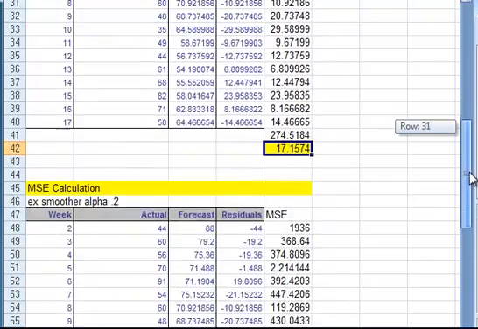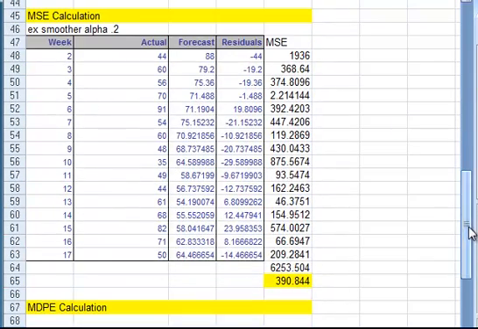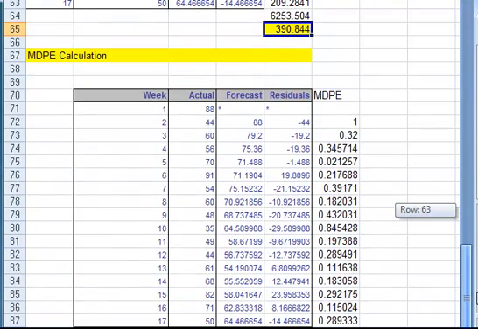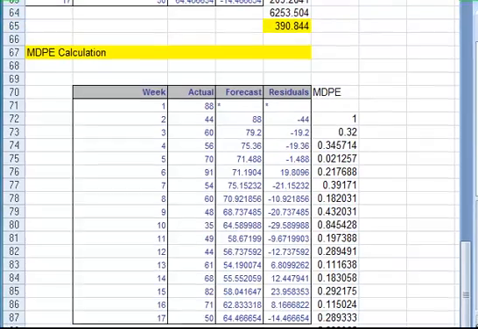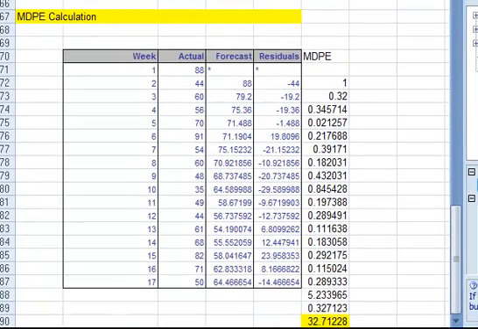To go through the next calculation, which is the mean squared error, it's a very similar calculation, except now I take my residuals and square them. Again, I'm going to sum them all up. And again, I'm going to divide by the number of observations, and that matches what I had over here, the 390.